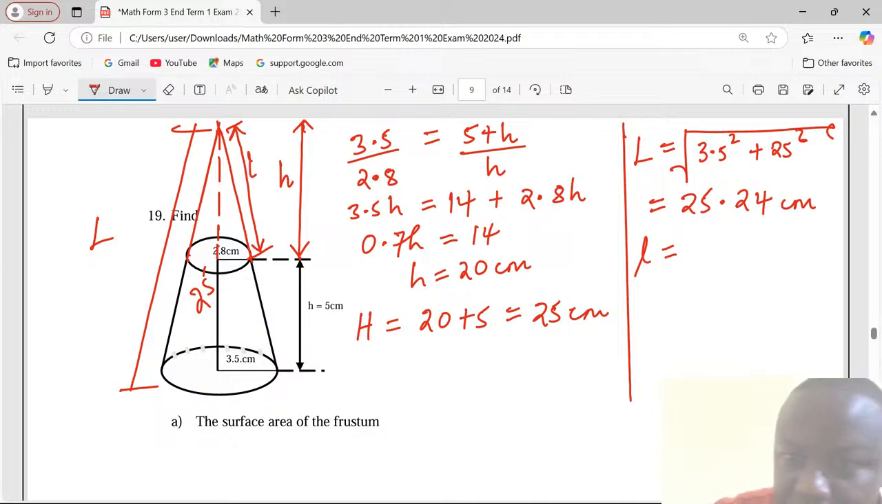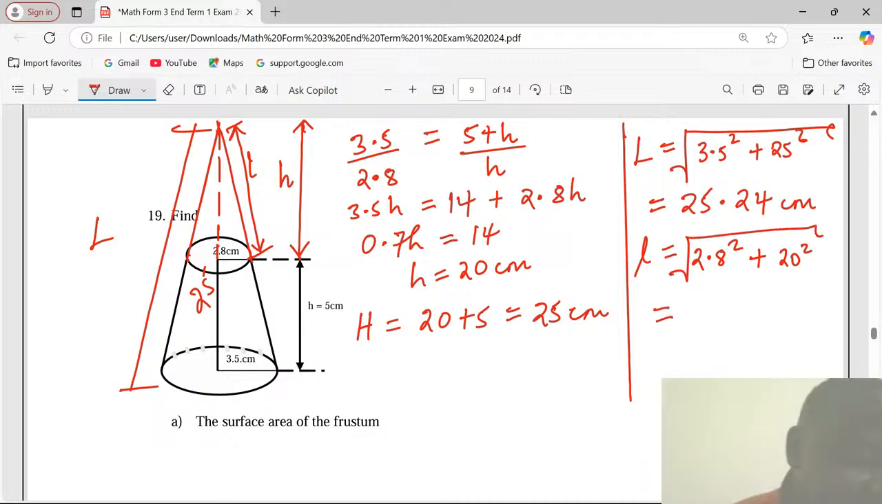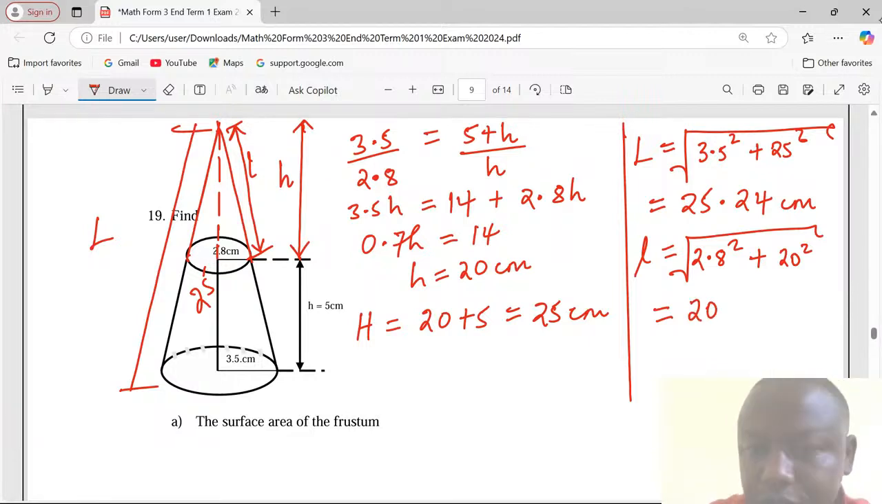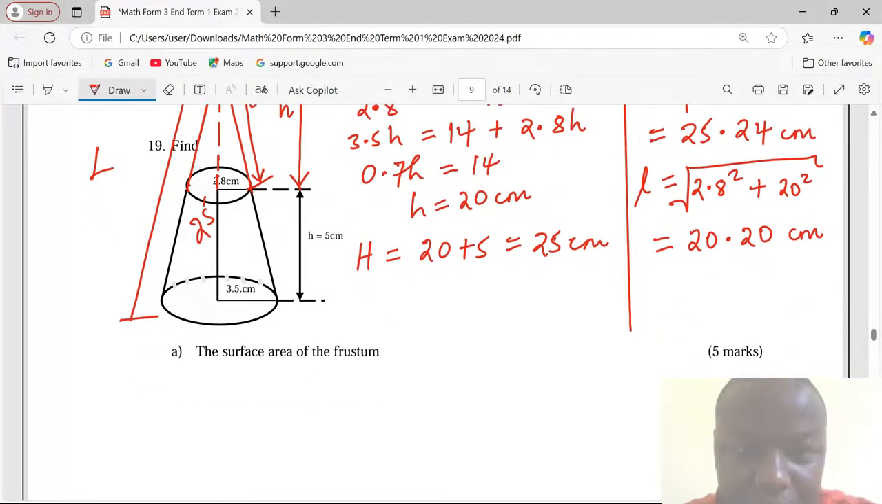Small l. Pythagoras theorem again. We need 2.8 squared plus the height there which was cut off, which is 20 squared. Then we obtain the square root. That is Pythagoras theorem; we will be able to get the slanting height. 2.8 squared plus 20 squared, then we take the square root. I'm getting 20.20 centimeters.